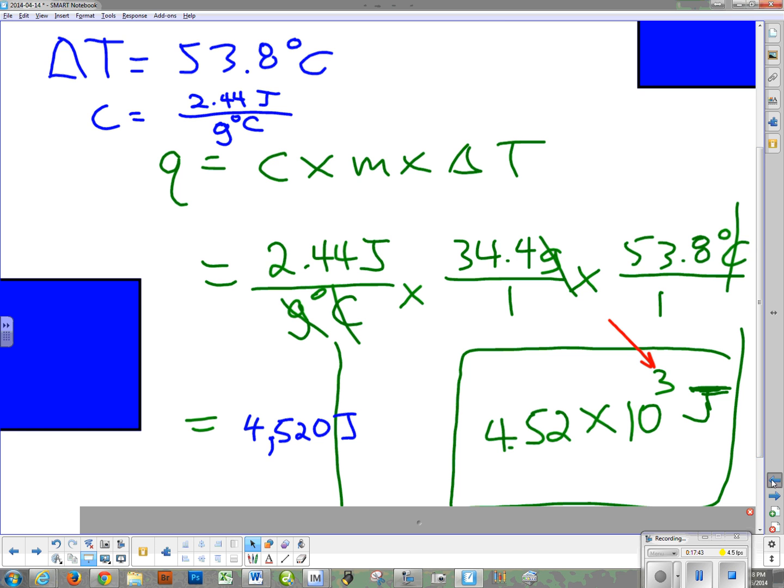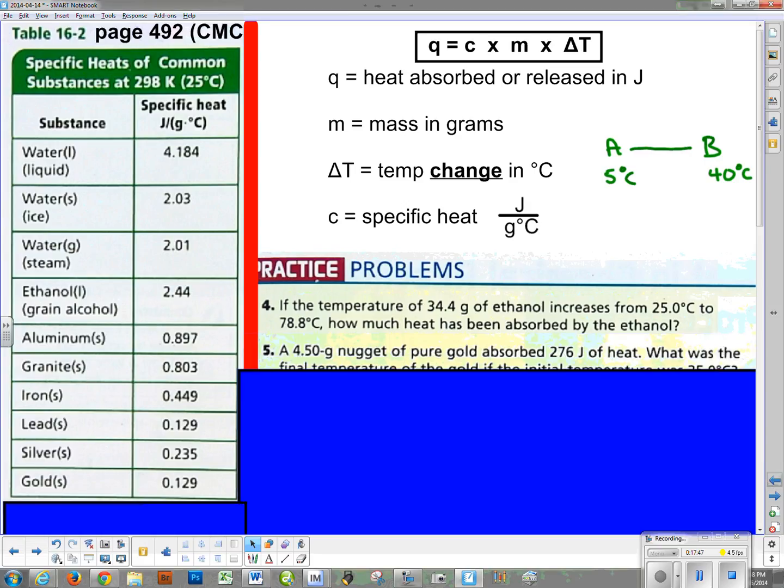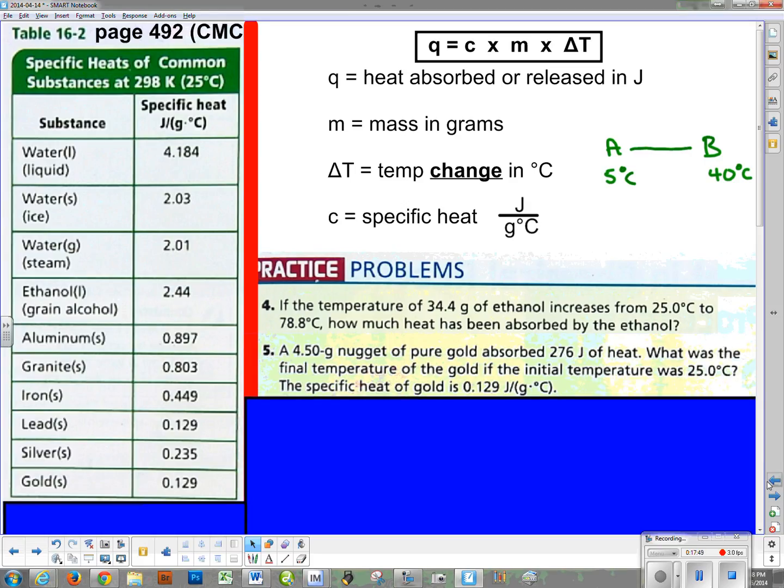All right. So, here we go. Number 5. We'll do the same thing. Let's get the given and the find. Be sure you leave yourself about a third of a page for each of these problems, because these need the space.